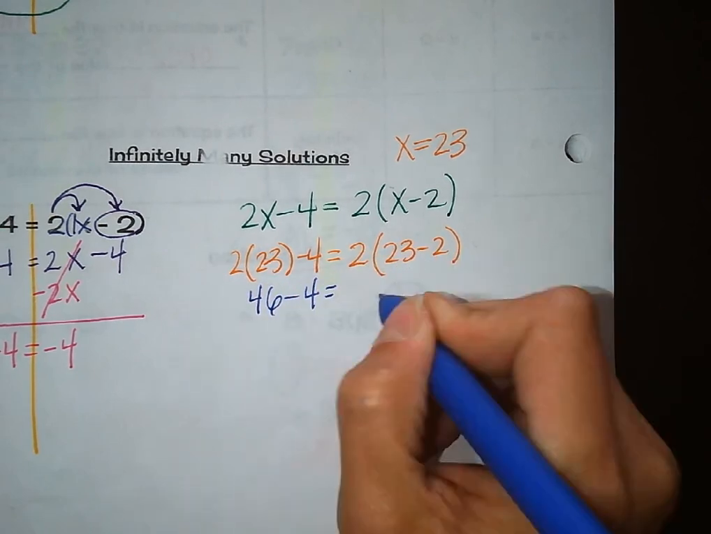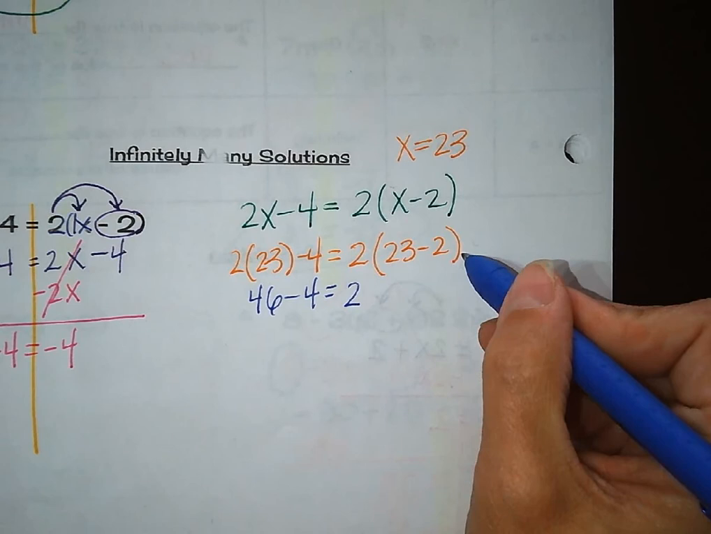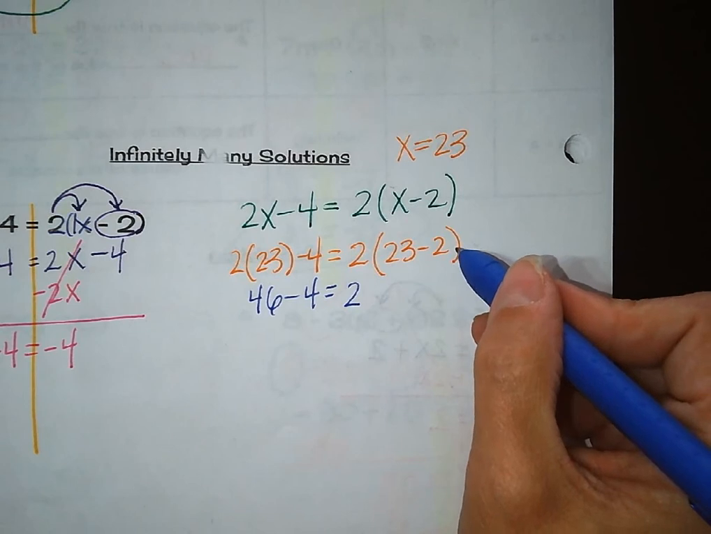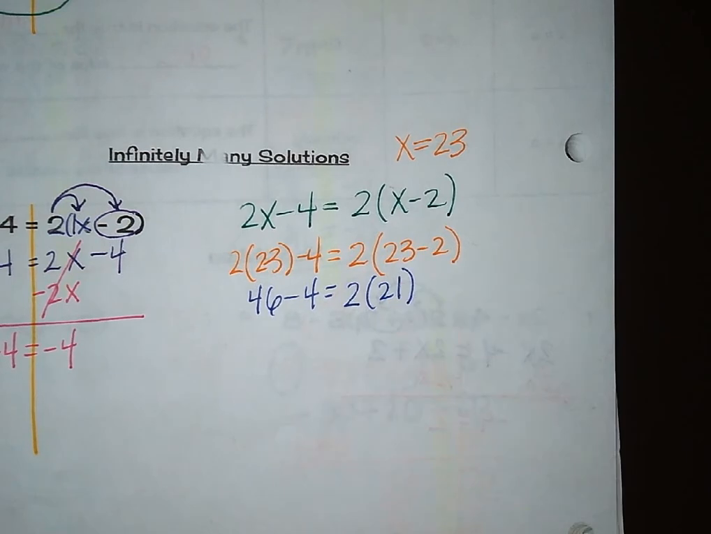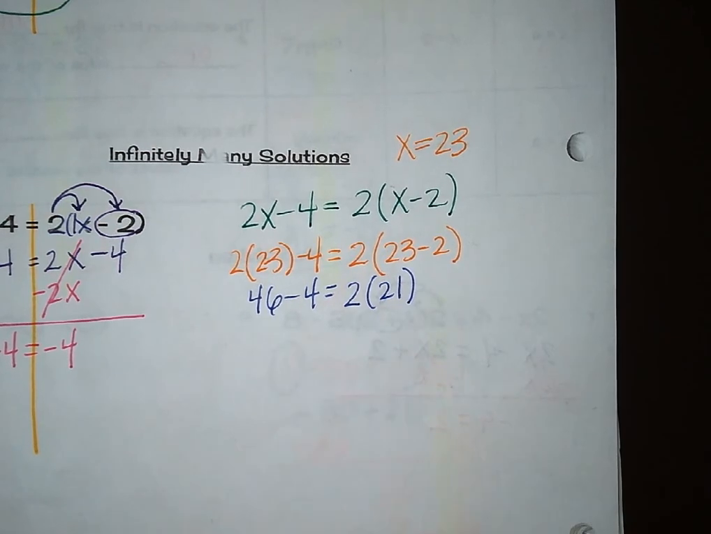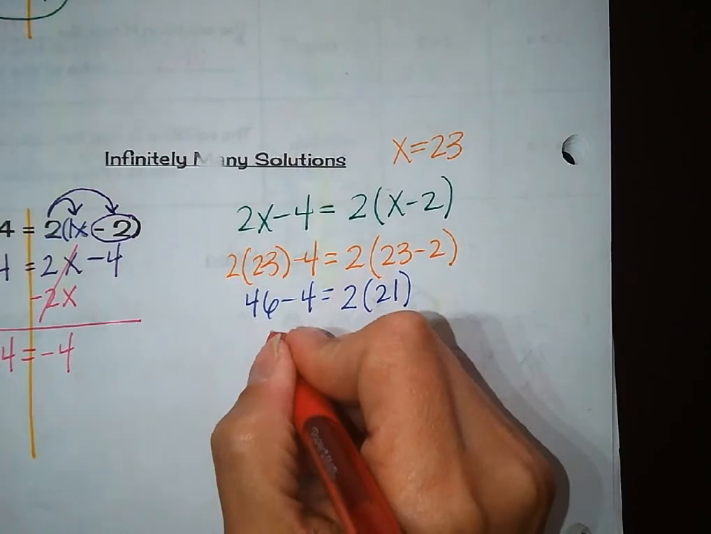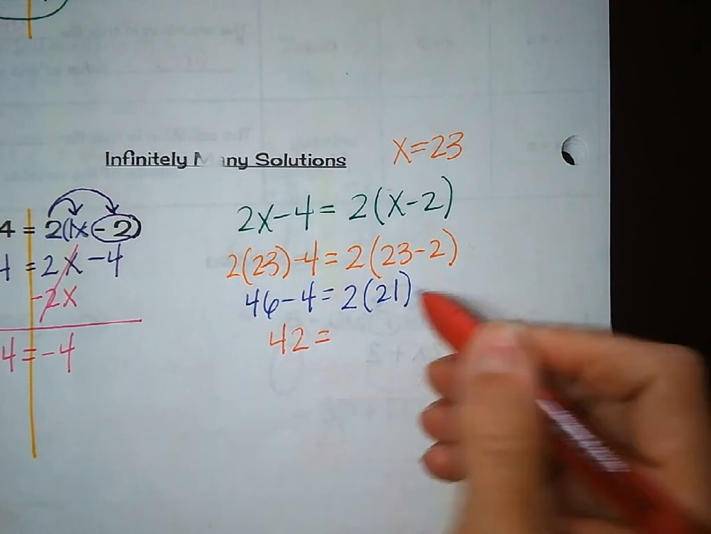And then I always have to do order of operations. I have to make sure I do what's inside the parenthesis first. So 23 minus 2 is 21. Then if I go on to this next step, 46 minus 4 is 42. 2 times 21 is 42.